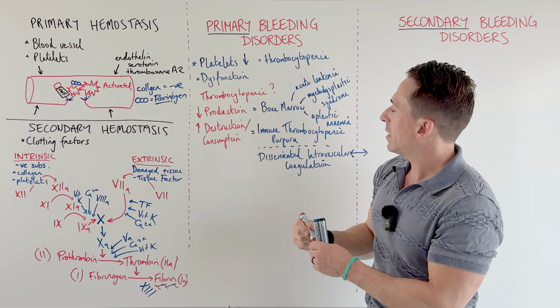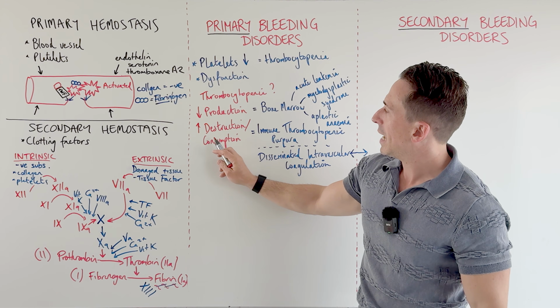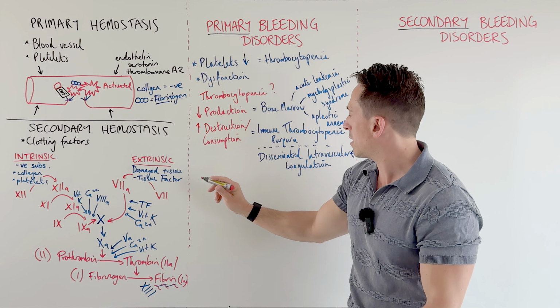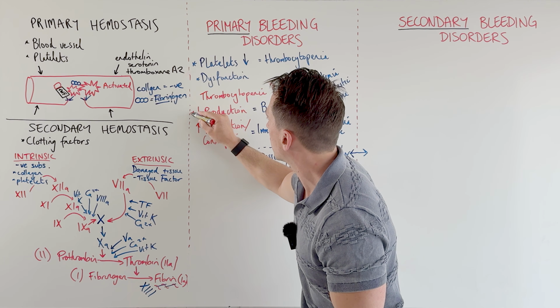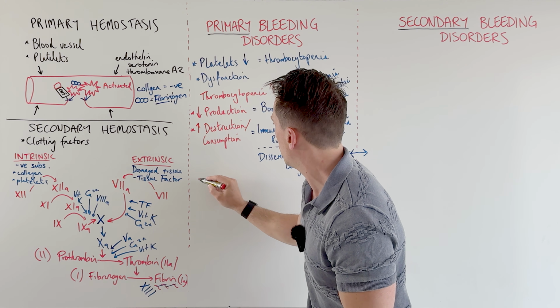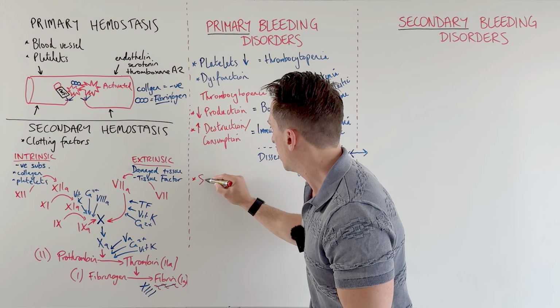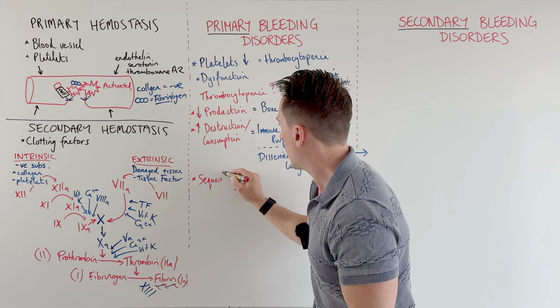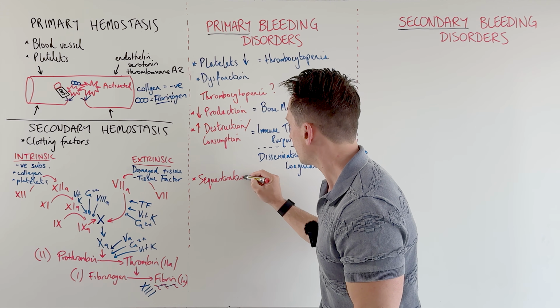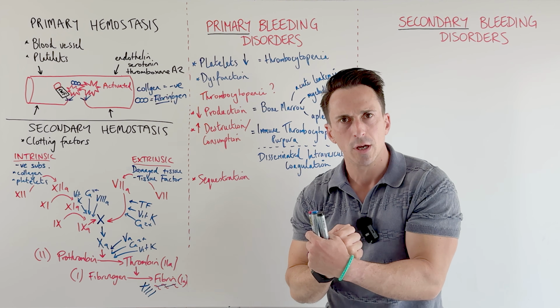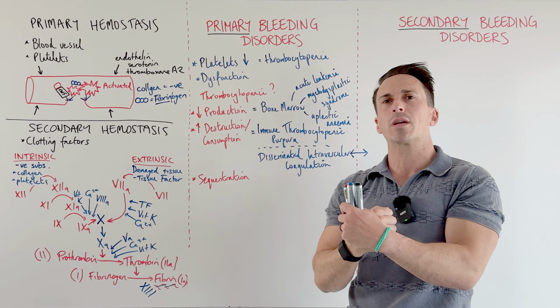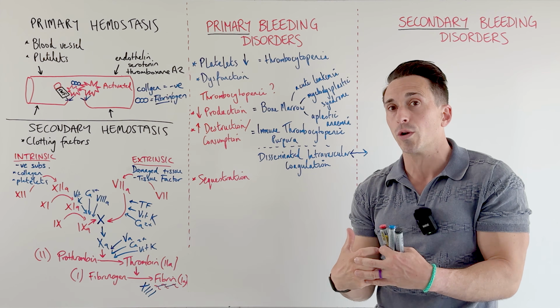All right, and so we've got decreased production, increased destruction or consumption, and then the final one is sequestration. I should put little asterisks here so you know they're all part of it. So sequestration. All right, so sequestration means we're holding on to it. We're not destroying it really, we're not consuming it, we're just holding on to it.